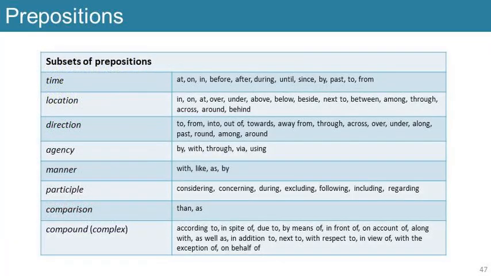Prepositions can be semantically subclassified as prepositions of time, location, direction, agency, manner, reason, participle, and comparison. Most prepositions are single words, but the last subcategory on the list here shows compound, also called complex prepositions. Note that many prepositions fall into more than one subset. For example, on is a preposition of both time and location.